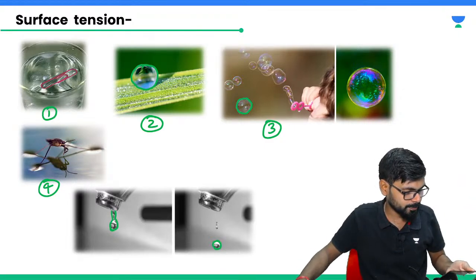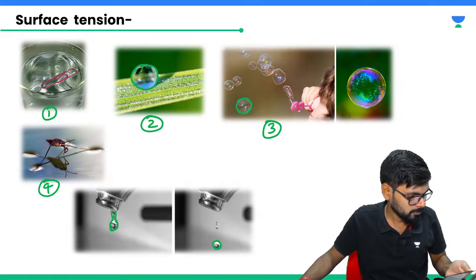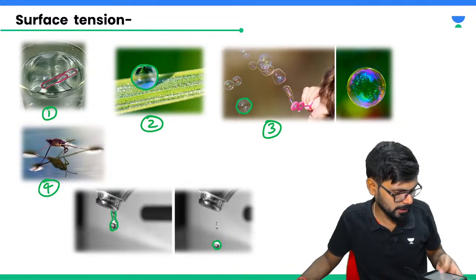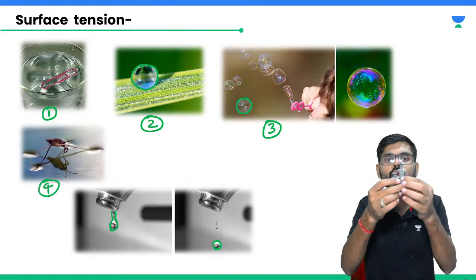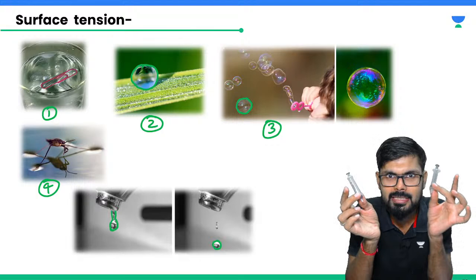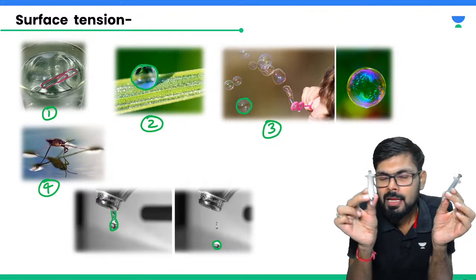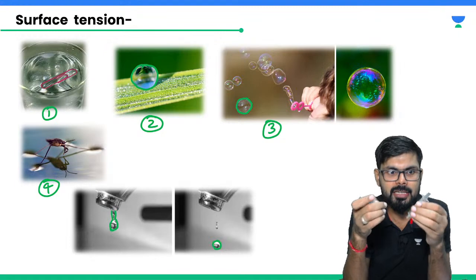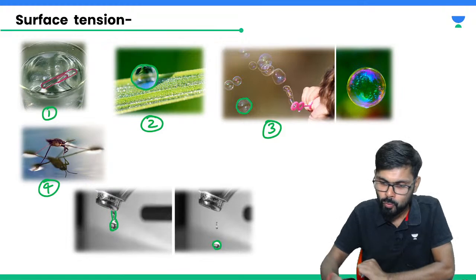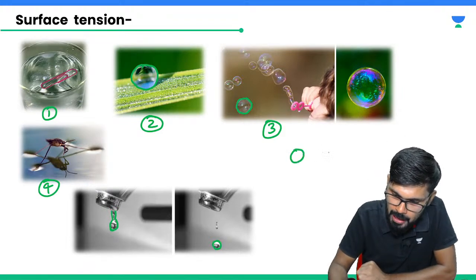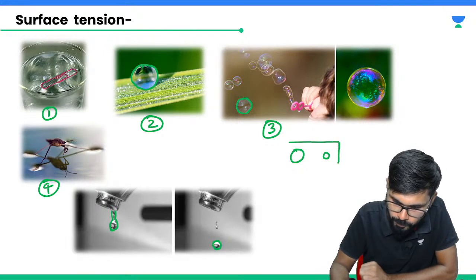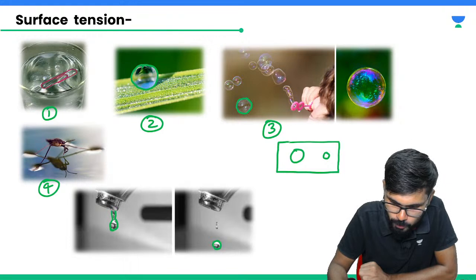Please listen here carefully. If you take two syringes, one with pure water and another with detergent, and you start pressing them and observe the droplet, you'll find that the water droplet will be big and the detergent droplet is going to be small.